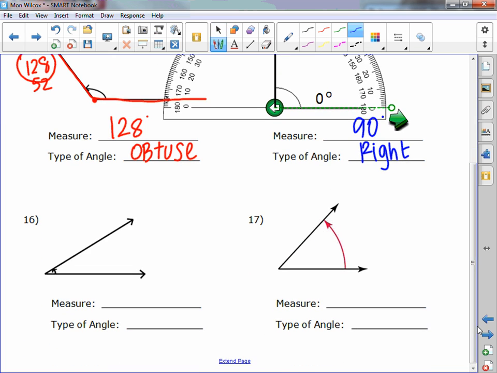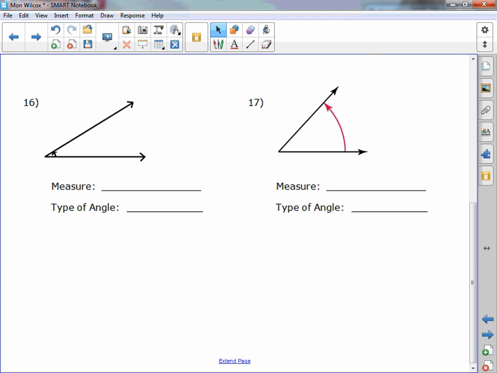So take a minute if you have a protractor and try measuring the next two angles on your own and then classify them. Are they obtuse, straight, right, or acute?